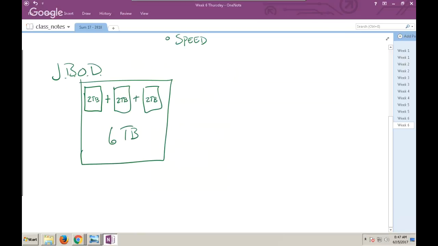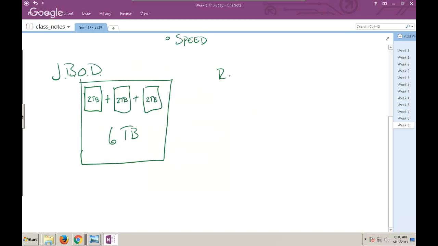Now, does this one give us any enhanced speed or protection? Not really. This one is simply used for large storage. We call it RAID because technically it is a whole bunch of disks together, but it's not really. The first true RAID level is RAID level 0.